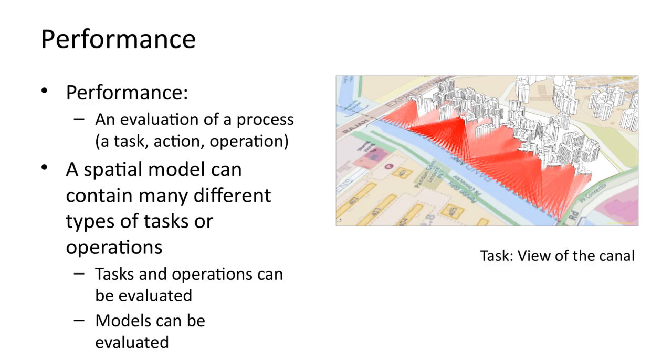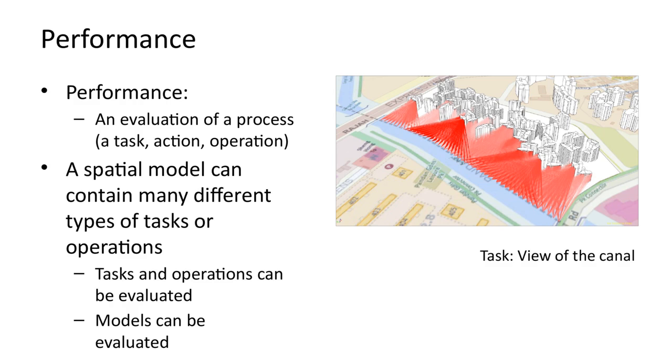Such a process can be any spatial task, action, or operation. High performance means that the process scores well. Low performance means that it scores badly. A spatial model can be a container for many different types of processes. These processes can all be evaluated.